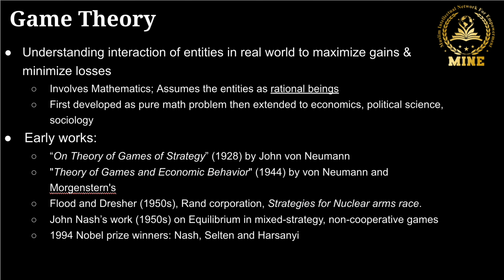Game theory is a way to understand how rational beings interact to maximize their gains and minimize their losses. The key thing to understand here is the entities involved are rational beings. They make good judgments, they do not have egos, they don't take revenges. That's the key assumption of game theory.